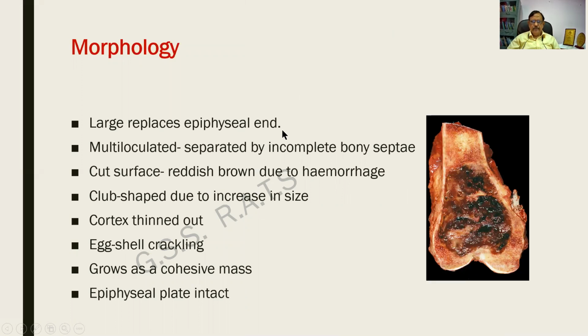And I continue. Mostly it replaces the epiphyseal end of the bone. Sometimes it is multiloculated because of the incomplete bony septae. And the cut surface is reddish brown, cortex is thinned out, eggshell crackling. It is a clinical finding. When we palpate it, there is an eggshell crackling. And the tumor itself, it grows as a cohesive mass. It grows as an entire cohesive mass limited by the epiphyseal plate.